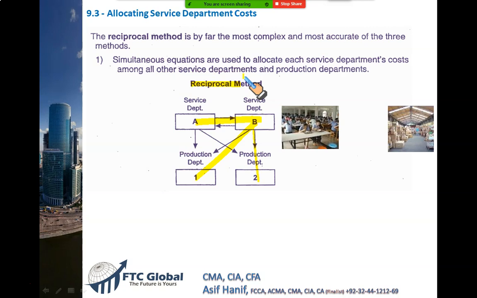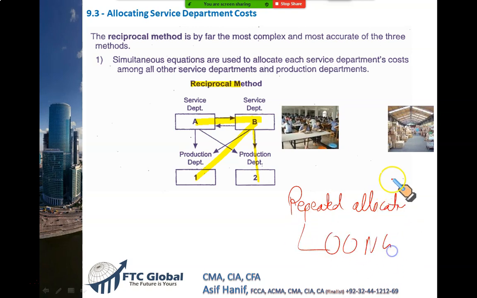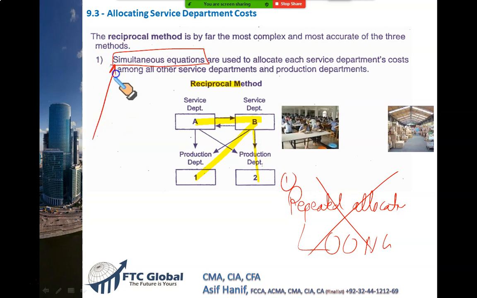So there are two recommended methods. One is called the repeated distribution, which is very complex and long. Repeated, this is what we do in ACCA and CA. Repeated allocation is very, very long. So I don't recommend that. And the second method is the simultaneous equations. This is recommended by IMA, the simultaneous equation method for reciprocal.